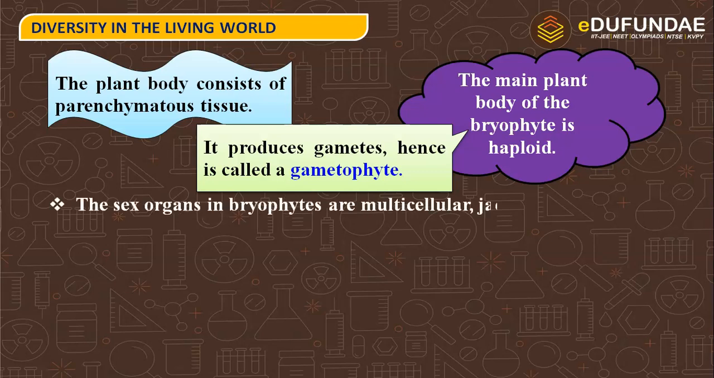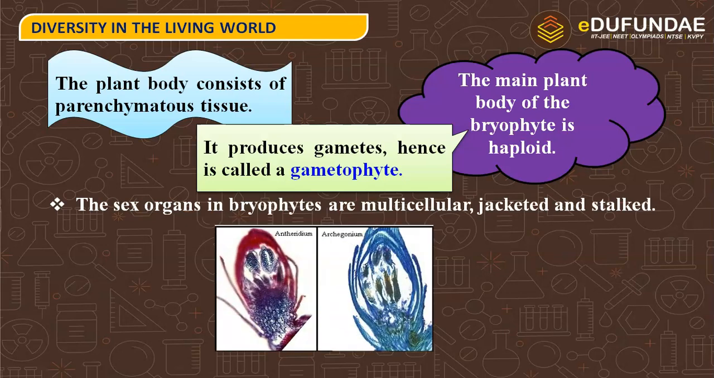The sex organs in bryophytes are multicellular, they are jacketed and are stalked. So we can see the sex organs, that is Antheridium, which is the male sex organ, and the Archegonium, which is the female sex organ. They are proper multicellular structures. They are jacketed and stalked.